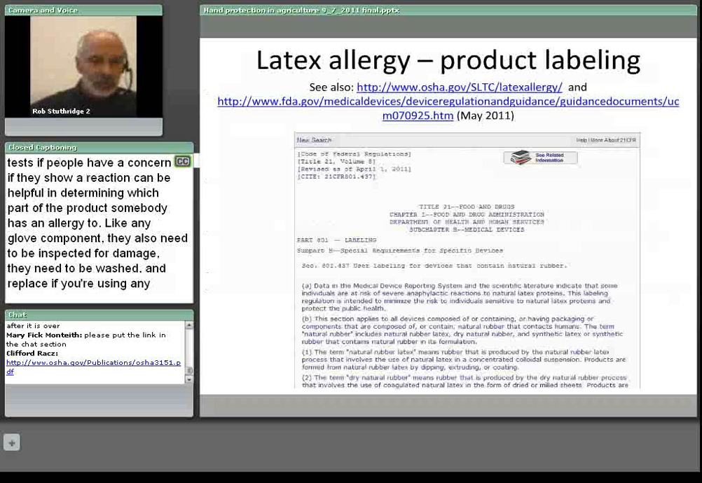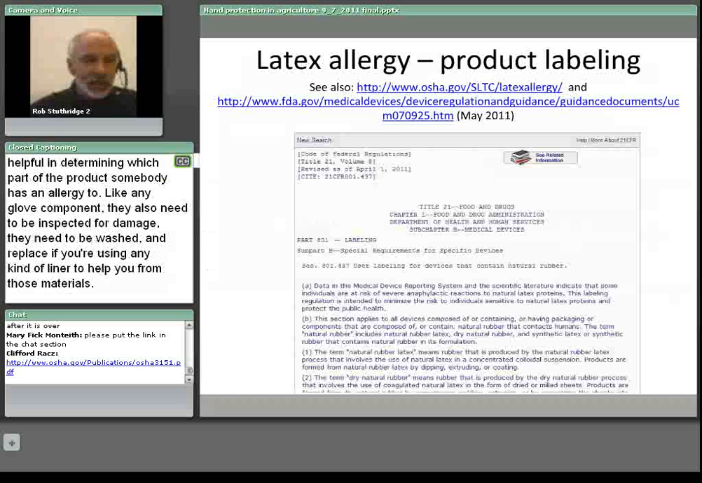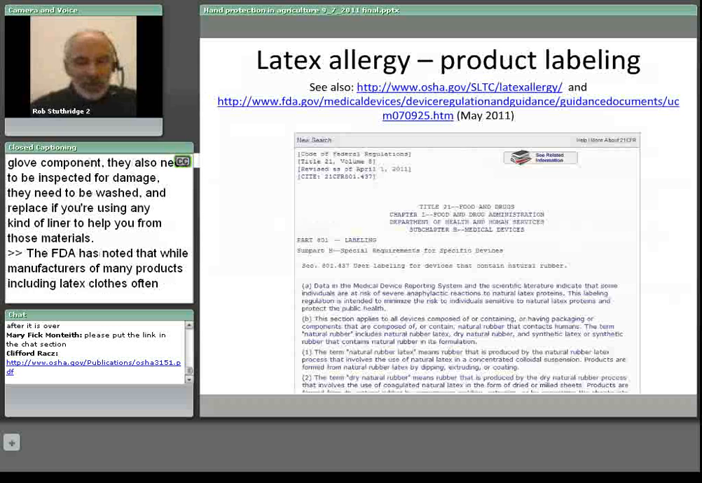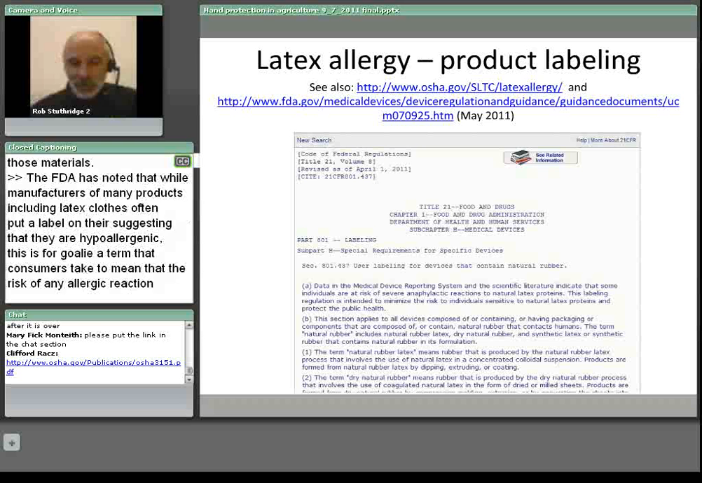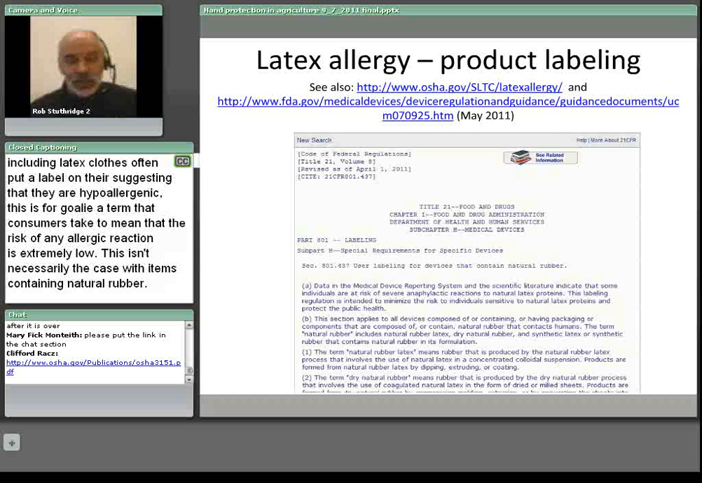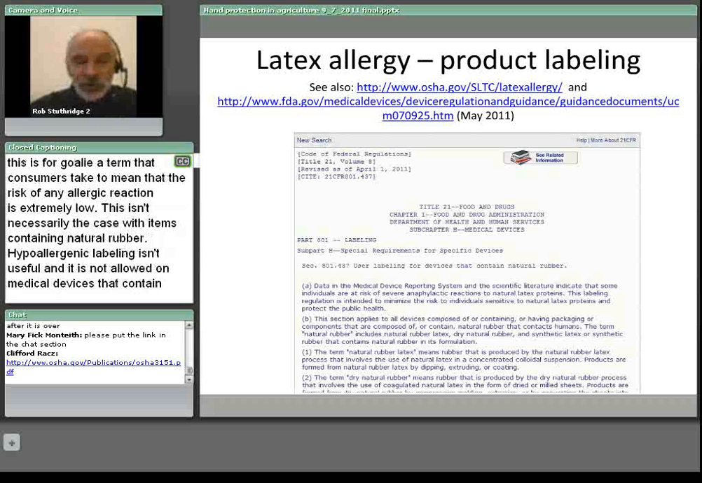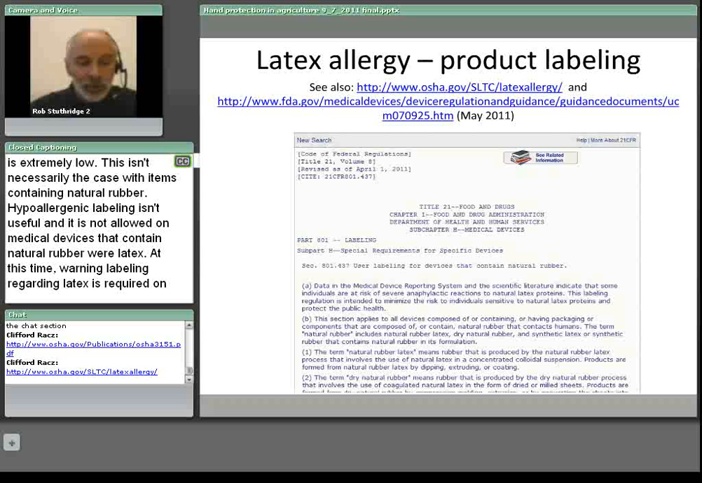The FDA has noted that while manufacturers of many products, including latex gloves, often put a label on there suggesting that they're hypoallergenic, this is frequently a term that consumers take to mean that the risk of any allergic reaction is extremely low. This isn't necessarily the case with items containing natural rubber. Hypoallergenic labeling isn't useful, and it's actually not allowed on medical devices that contain natural rubber or latex. At this time, warning labeling regarding latex is required on medical gloves and devices only. So really, the onus is on the buyer or the specifier of non-medical gloves to establish the materials of which the gloves are constructed, and to be aware when you're using a natural latex that these sensitivities can develop.